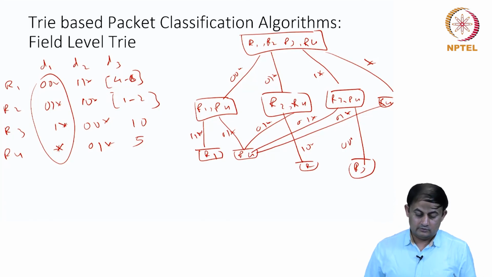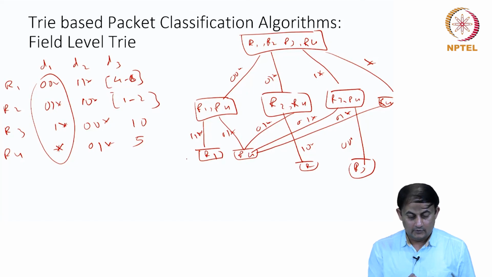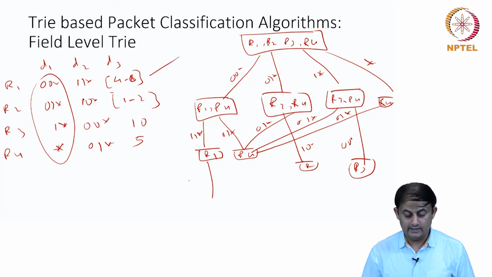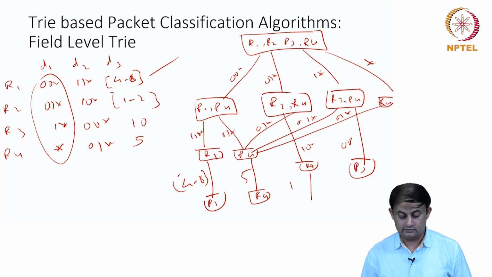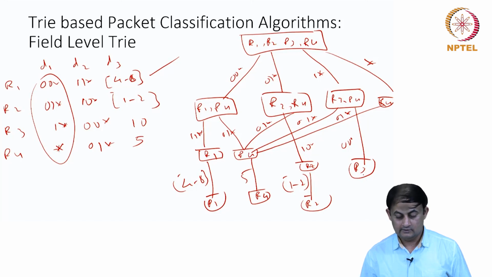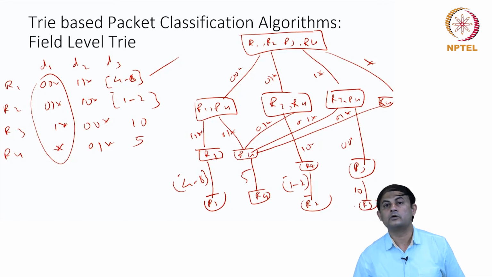So now for the rule R1, what is the port range that is applicable? 4 to 8. All that I write is this range, 4 to 8, and for that range rule R1 is applicable. For this case, the port needs to be exactly 5, then the rule R4 is applicable, and this is R2. For R2, this needs to be between 1 to 2. On this range, the rule R2 is applicable. For R3, this needs to be exactly 10, and then this is the node.